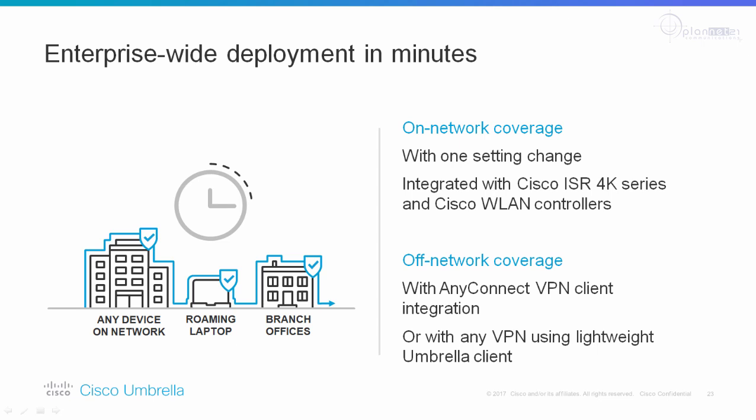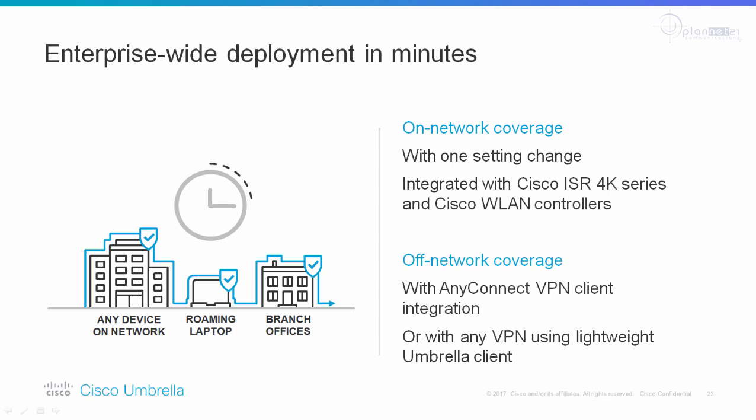For on-network coverage, you can protect all devices on your network, even those that you don't own, by changing one setting in your network server, access point, or router. All you have to do is point your DNS request to the IP address for the Umbrella global network. Umbrella has pre-built integrations with many network devices, including the Cisco ISR 4K series and the Cisco wireless LAN controllers. Umbrella is integrated with Cisco ISR 4K series to provide protection to branch office users, and Cisco wireless LAN to provide guest Wi-Fi and employee protection. Customers simply upgrade to the latest network device software and configure the connection via an Umbrella API.